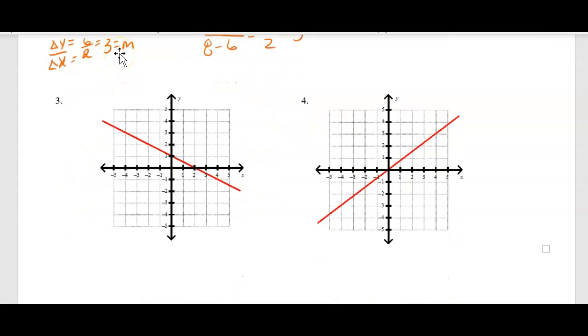Number 3. Try to pick spots that go through. So what happened here? I went down 1 and over 2. So remember, when you go down, that means it's negative. Okay, so I went down 1, and then I went over 2. So that's my answer.